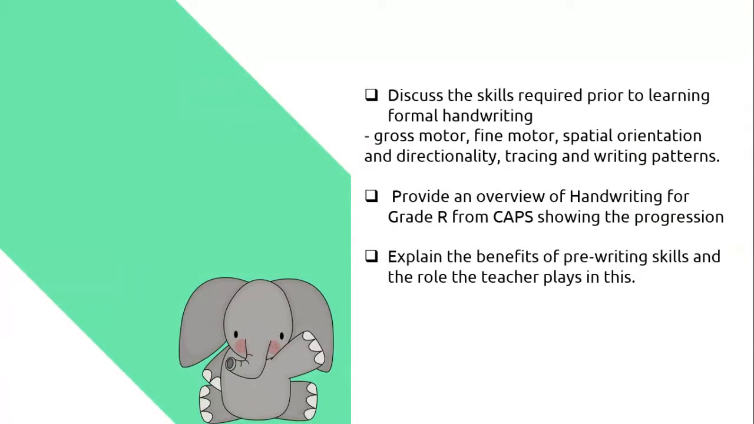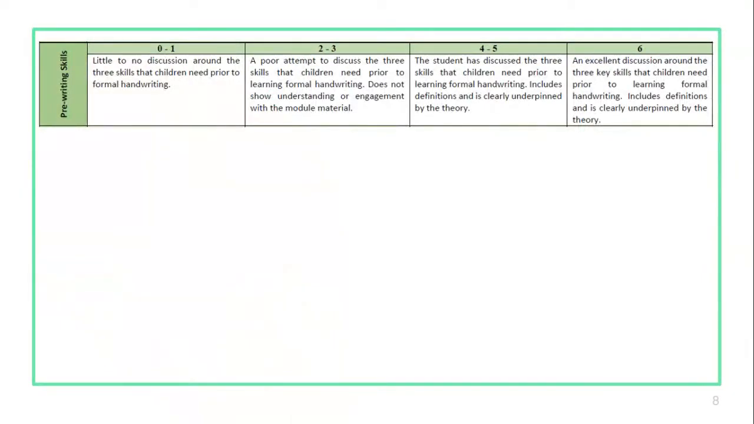We'll need to discuss the skills required prior to learning formal handwriting: gross motor, fine motor, spatial orientation and directionality, and tracing and writing patterns. We're also going to provide an overview of handwriting for grade R from the CAPS curriculum, showing the progression, and we're going to look at the benefits of pre-writing skills and the role that the teacher plays in this. So let's look at the first point of our rubric.